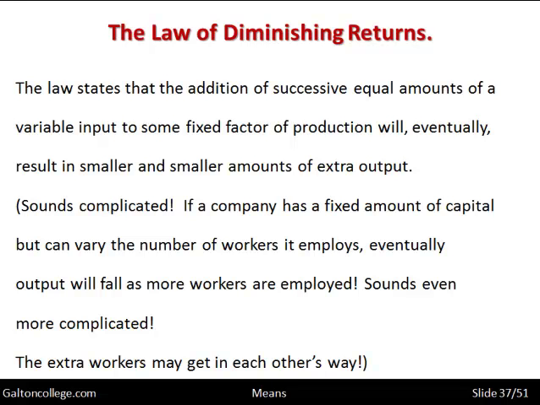So as I said, it sounds complicated. If a company has a fixed amount of capital but can vary the number of workers it employs, eventually output will fall as more workers are employed, which, as I said, sounds even more complicated. But they simply get in each other's way, there's too many of them. So the law of diminishing returns states there is an ideal amount of workers for given amounts of capital.